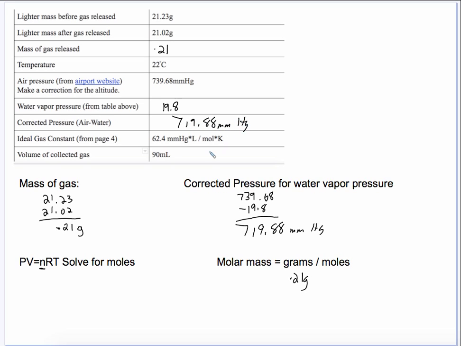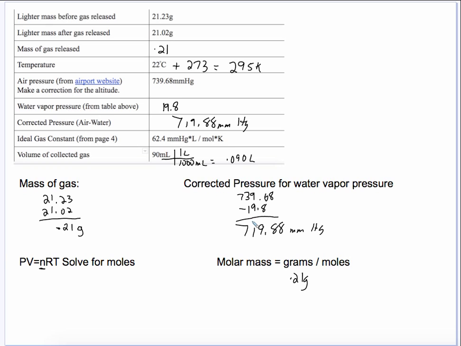That's my pressure, 719.88 millimeters mercury. Now, I also have to take my temperature and add 273 because we're always going to work in kelvins. So 273 plus 22 equals 295 kelvins. With gas laws, we're always working in kelvins. The volume of the gas that we collected has to be changed to liters, and remember that in 1 liter there are 1,000 milliliters. So that's going to be 0.090 liters.